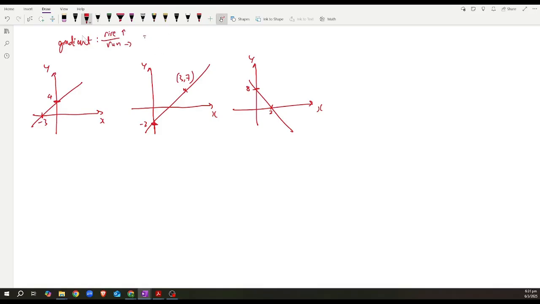Okay, and if you forgot, the formula for gradient is y2 minus y1 over x2 minus x1. Because y2 minus y1 gives you the vertical distance, the vertical change in a line. And x2 minus x1 gives you the horizontal change in a line.